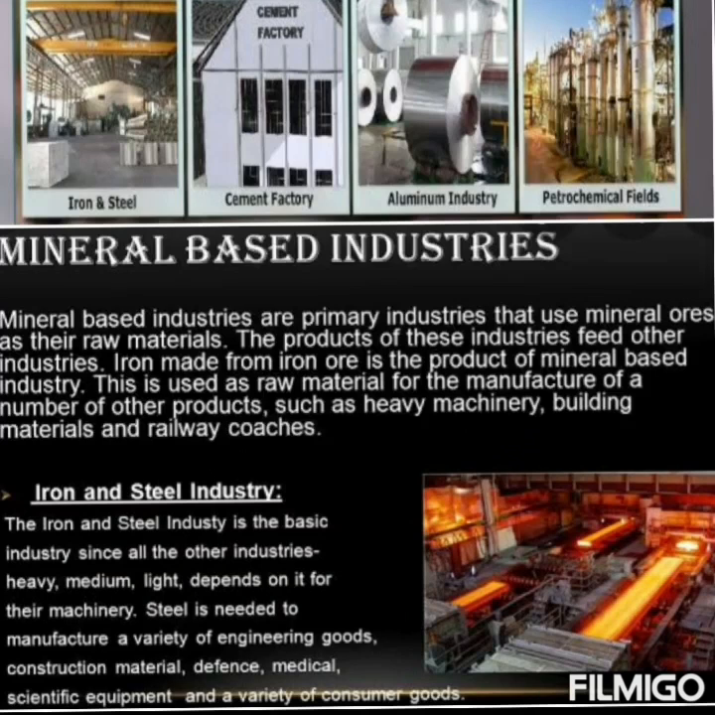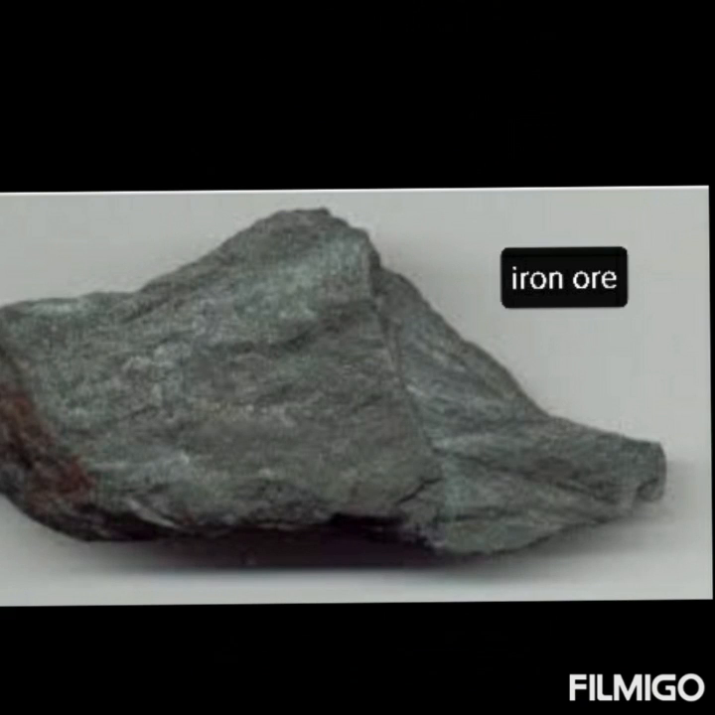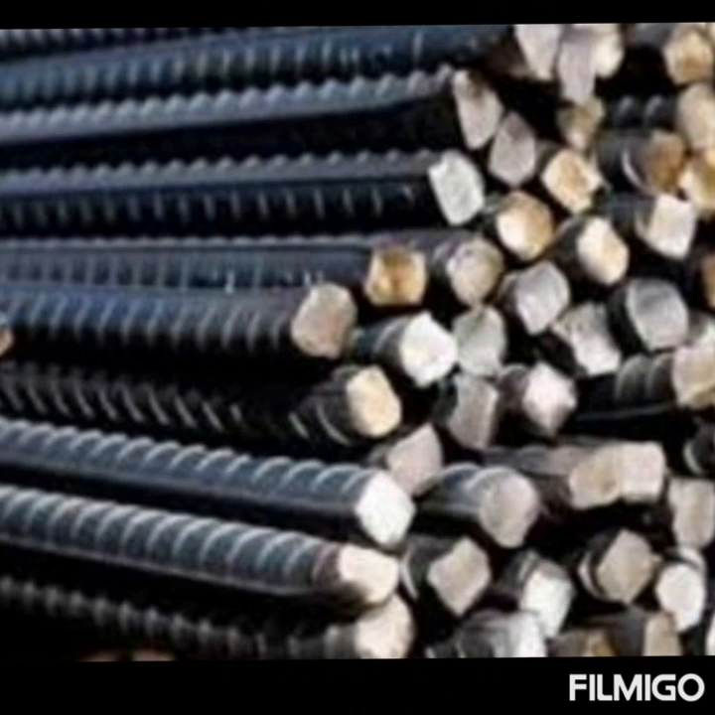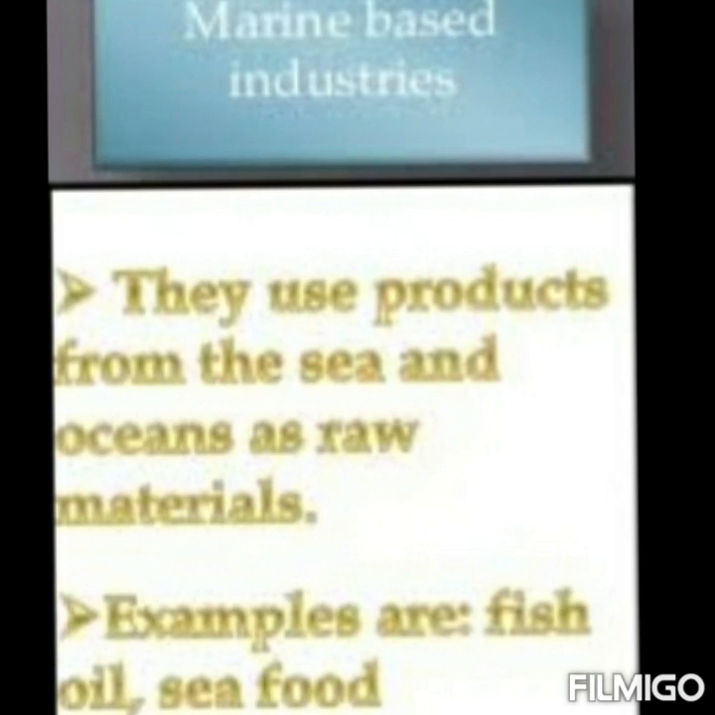Mineral-based industries are those primary industries that use mineral ore as their raw material. The products of these industries feed other industries. Iron made from iron ore is the product of mineral-based industries. This is used as raw material for the manufacture of a number of other products such as heavy machinery, building materials, and railway coaches. Marine-based industries use products from seas and oceans as raw materials.